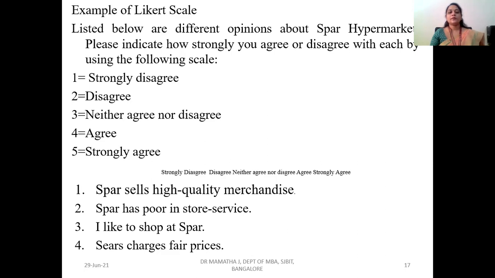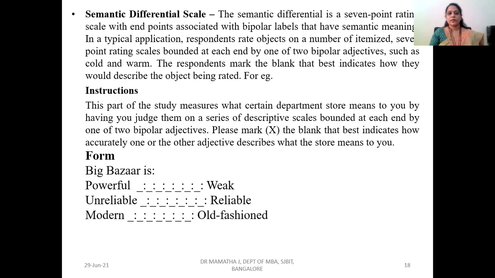Okay, and sometimes you can ask, Spa has poor in-store service. So if you have experienced poor service with the hypermarket, you can give the rating as maybe agree or maybe strongly agree, or if you are in a dilemma, you have not had experience, they can give it as neither agree nor disagree. That is about the 3 rating. Okay, so this is about the Likert scale, and the most accepted and widely used scale in the questionnaire is the Likert scale. Sometimes you can even have a 3-point scale also or a 7-point scale also.